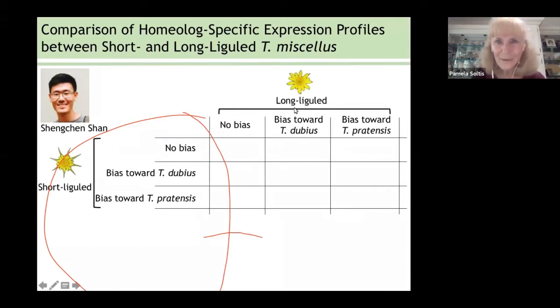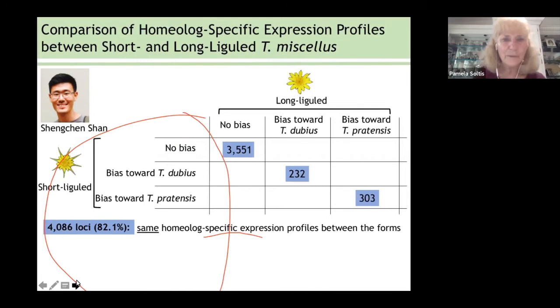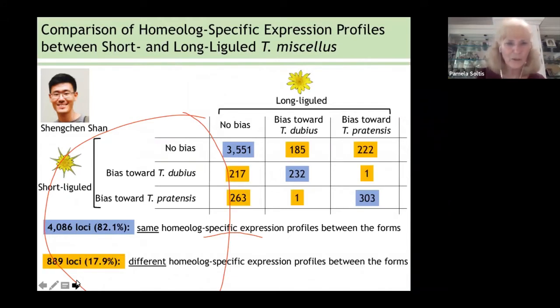So we did another analysis to investigate whether the loci that are biased in one way in the long ligule are also biased in the short ligule. So here we compared the patterns between them, and we found that about 82% of the loci show the same homolog specific expression profiles between the two forms, meaning that a very small number of loci, relatively speaking, is associated with one or the other phenotype. And those values are shown here. So about 18% show different homolog specific expression profiles between the forms.